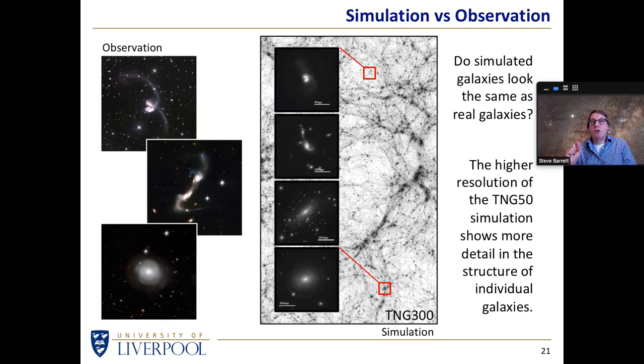But if we want to look in detail, then we don't want to look on the scale of 300 megaparsec. That's great for the filamentary structure of the web, but if we want the detail of what's going on in individual galaxies, we would look at TNG50, the smaller scale of 50 megaparsecs rather than 300 megaparsecs, to look at the detailed structure of individual galaxies.